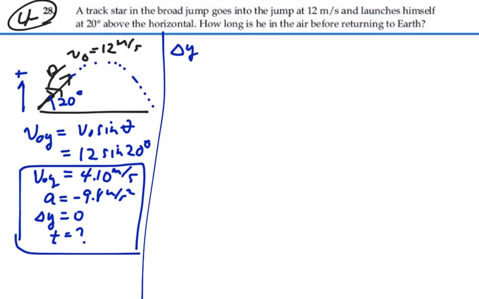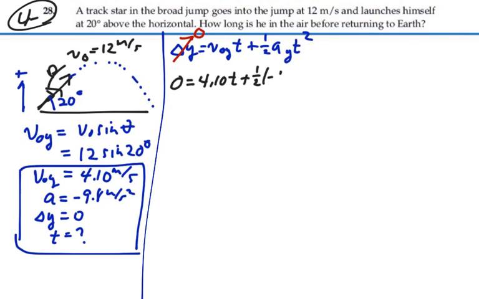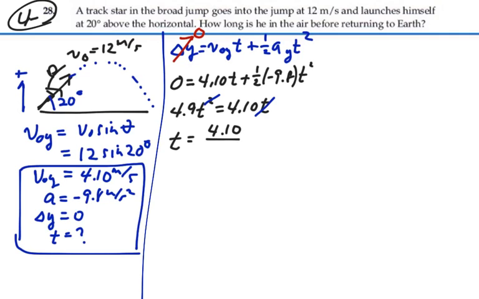Looking at the equation, delta y is equal to initial velocity, in this case in the y direction, times time, plus 1/2 acceleration in the y direction times time squared. We have that our displacement ultimately is going to be zero. So we have that zero is equal to 4.10 t, plus 1/2 times a negative 9.8 times t squared. So we're going to have a negative 4.9. So we have 4.9 t squared equals 4.10 t. We can get rid of one of the t's. And so our time is going to equal 4.10 divided by 4.9, and that's equal to 0.838 seconds.